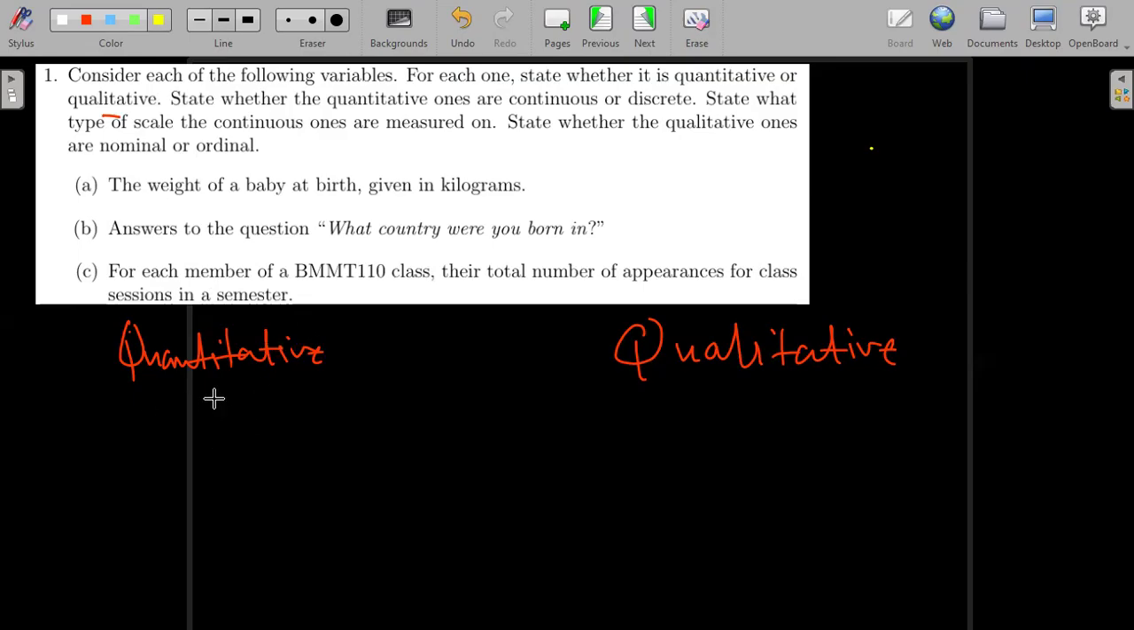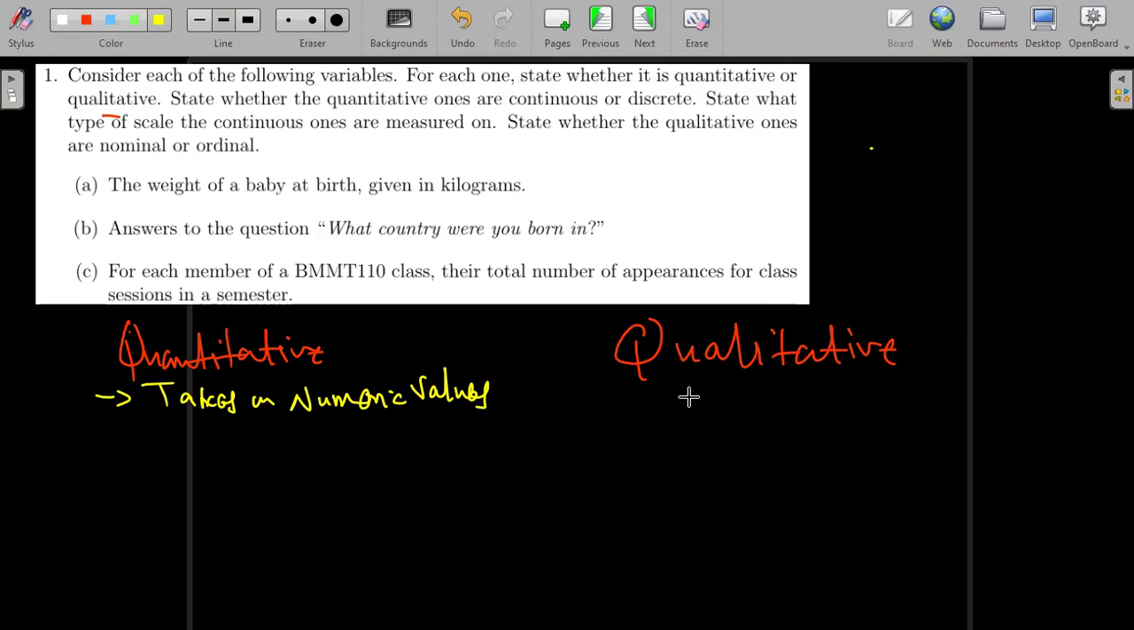When they say a variable is quantitative, they mean that the variable takes on numeric values. In short, it takes on numbers. It deals with numbers. There should be a number there. Then we are going to call that a quantitative variable.